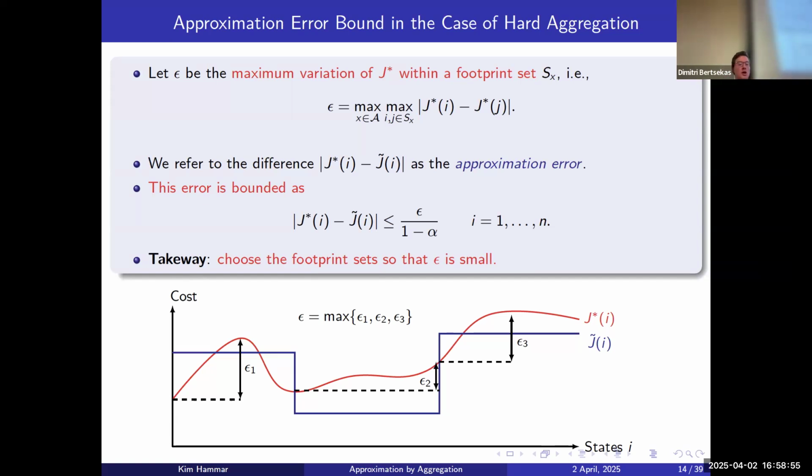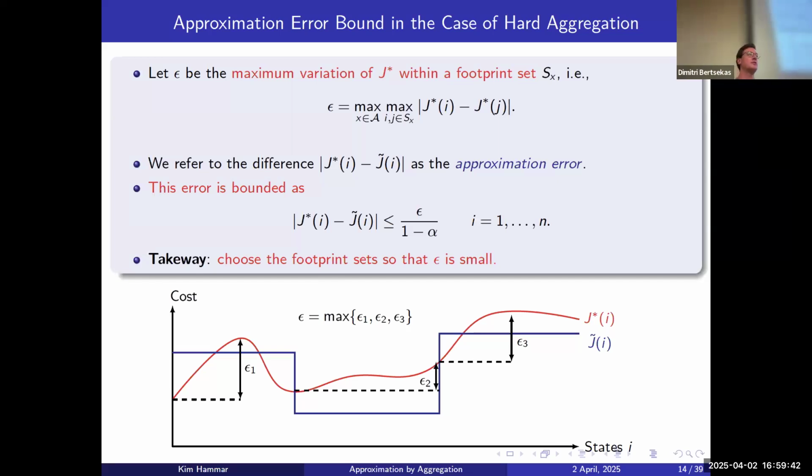Now, this inequality, or this bound, in general is not going to be tight. So you should not interpret this as a formula for calculating your approximation error, but rather think about it more qualitatively as giving you insight about what factors determine the quality of your approximation. And in this case, the main factor is this value epsilon. So the takeaway is that you want to design your aggregation probabilities, ideally, in such a way that you obtain footprint sets over which J star is relatively constant. And if you manage to do that, you will have a very good approximation with a low approximation error.